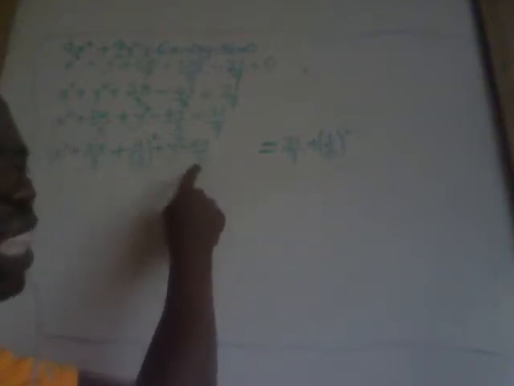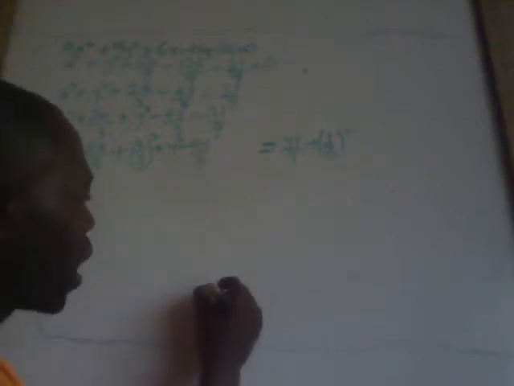In minus 4y over 3, what is the coefficient of y? That is the number at the front of y. That is minus 4 over 3. It's not ordinary 4 over 3. Minus 4 over 3 is the coefficient. Are you there? So minus 4 over 3 is the coefficient.